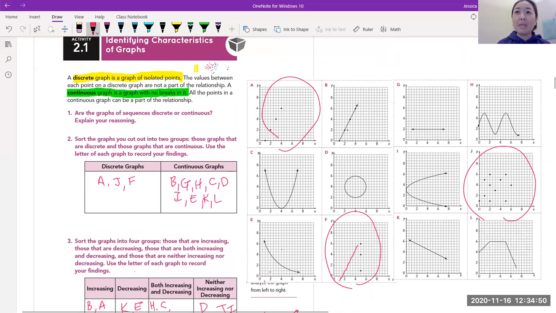And you're like, well, what about B? It has points, but it also has a line, right? The line goes straight through it, which means that if it has a line in there, it's not discrete, okay? So a line can have points on it. Well, technically a line is all points, just continuous points, right?